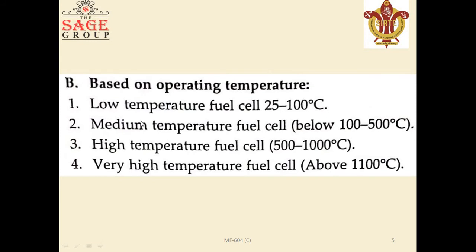And based on the operating temperature, there are low temperature, medium temperature, high temperature and very high temperature fuel cells, and all the temperatures are defined here. You can see that the low temperature fuel cell works at 25 to 100 degrees centigrade, and the medium temperature fuel cell at 100 to 500 degrees centigrade. High temperature fuel cell is 500 to 1000 degrees centigrade, and very high temperature fuel cell is above 1000 degrees centigrade.